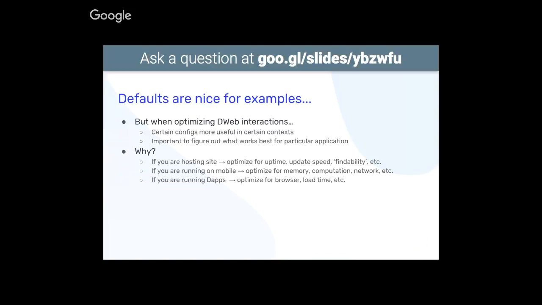So there's a lot of reasons why you might want to optimize your different interactions. And sometimes you'll want to optimize a local peer, so one running on your local machine. And sometimes you'll want to optimize for a browser-based Dapp, so one running on, say, your client or your users' machines.